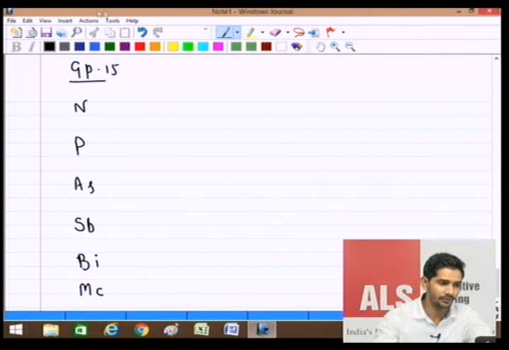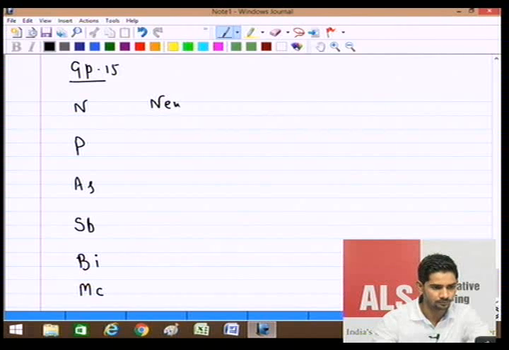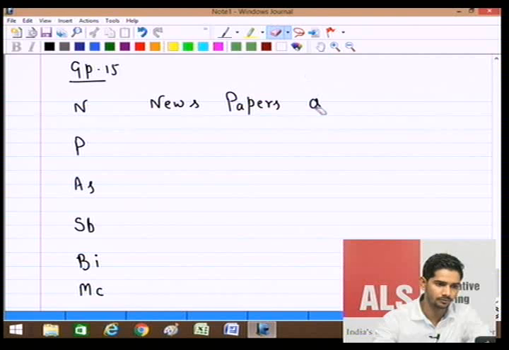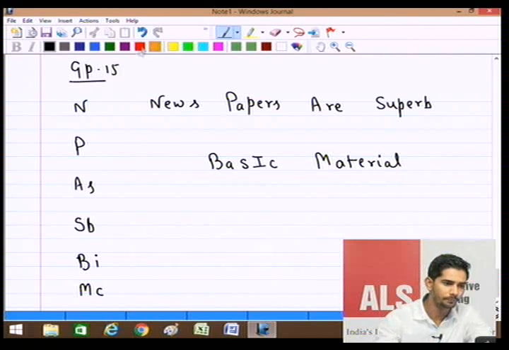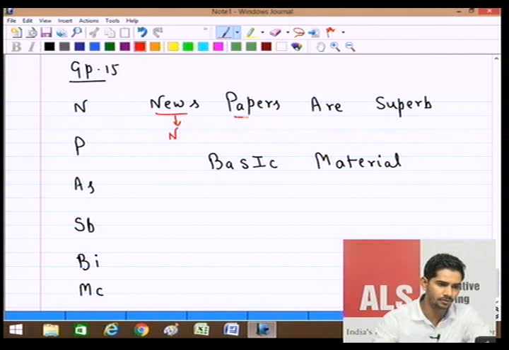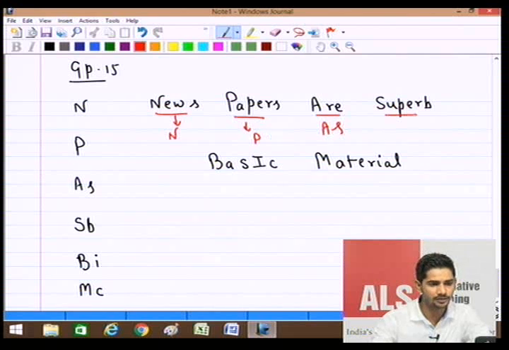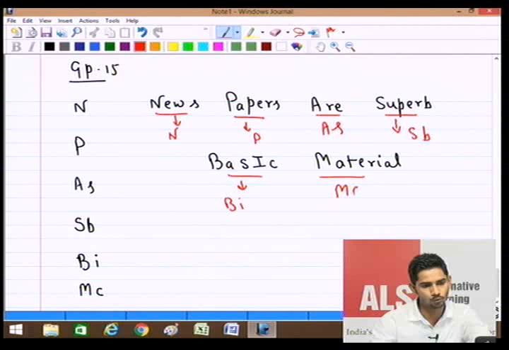So now the question is how we can learn this. See, this is your newspaper are superb basic material. So we can get this one very easily. Nitrogen, phosphorus, arsenic, antimony, bismuth, moscovium. And the atomic number of nitrogen is 7.